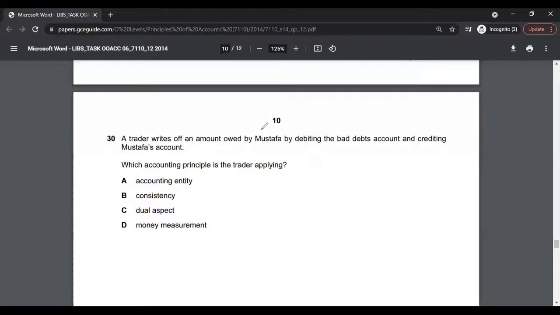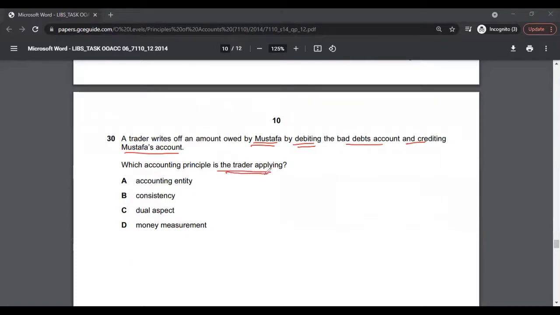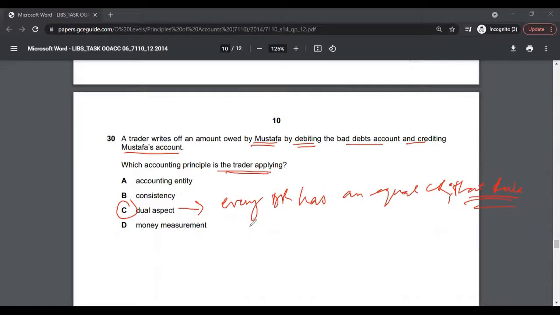Multiple choice 30. A trader writes off an account owed by Mustafa by debiting the bad debts account and crediting Mustafa's account. Which accounting principle is the trader applying? The principle being used here is dual aspect, which means every debit has an equal credit. That's the rule. So the answer to multiple choice 30 is option C.